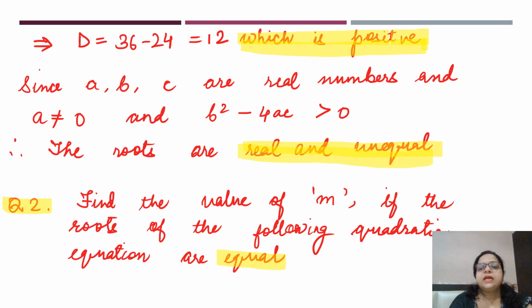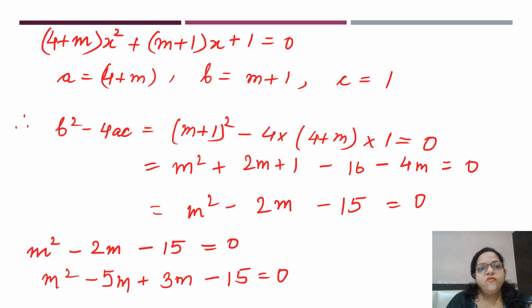Okay. Now question number 2, children. Find the value of m if the roots of the following quadratic equation are equal: (4 + m)x² + (m + 1)x + 1 = 0. Here a = 4 + m, b = m + 1 and c = 1. Therefore, b² − 4ac = (m + 1)² − 4(4 + m)(1) = 0.